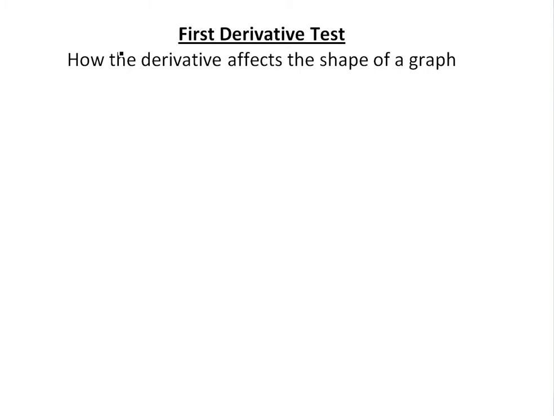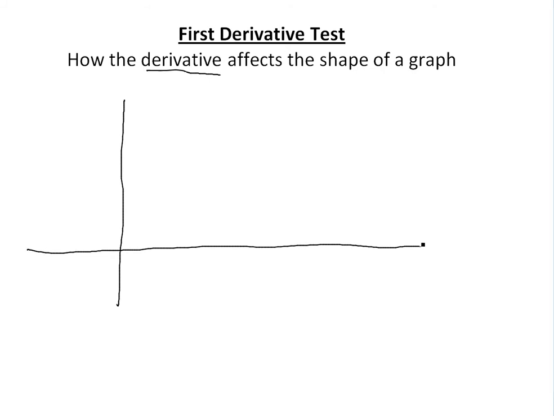Alright, time for another math easy solution. We're going to discuss the first derivative test. Basically, it's a series on how the derivative affects the shape of a graph. Well, the derivative is just the rate of change of a function. And so if you were to draw a graph like this, let's call this y, and this x.